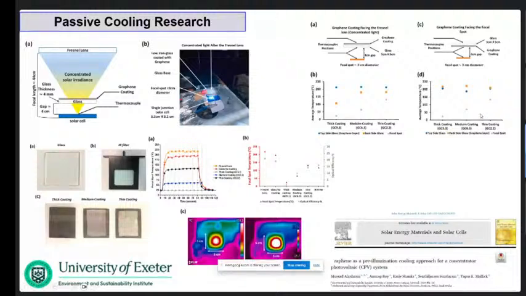If there is a concentration of light, heat will be generated, and we need to bypass the heat with some other system. If we do not bypass it, the cell will show high efficiency, that's fine, but it will not last for a longer time.